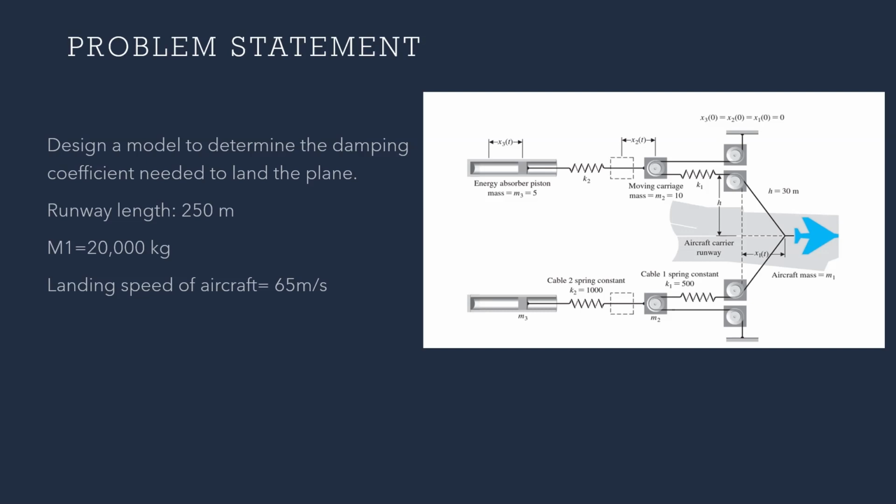As you can see by the diagram, as the plane lands, it gets hooked onto a cable that then transmits the force onto two springs and a damper. The goal of this assignment is to come up with an ideal damping coefficient that minimizes the g-force experienced by the pilot and makes sure that the plane stays inside of the aircraft carrier runway. Now, for this project, the runway length is 250 meters. The mass of the plane is 20,000 kilograms, and the landing speed is 65 meters per second.